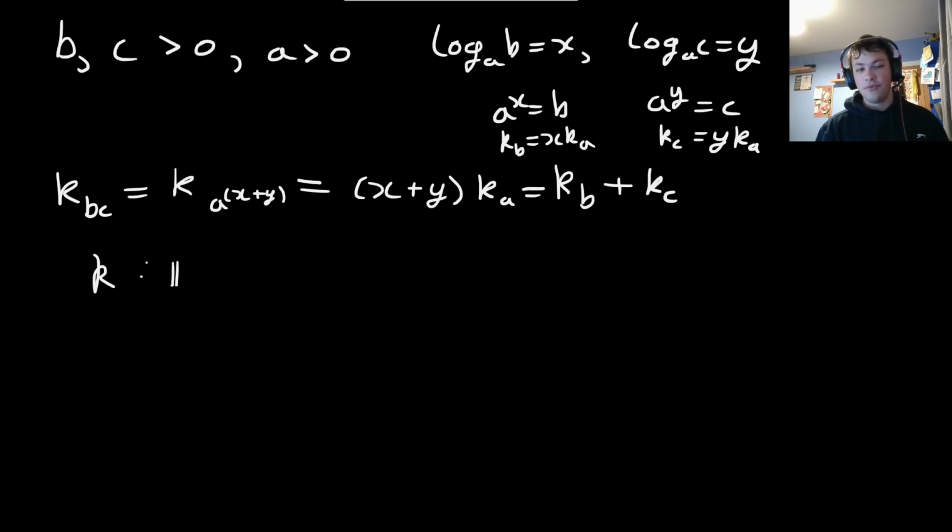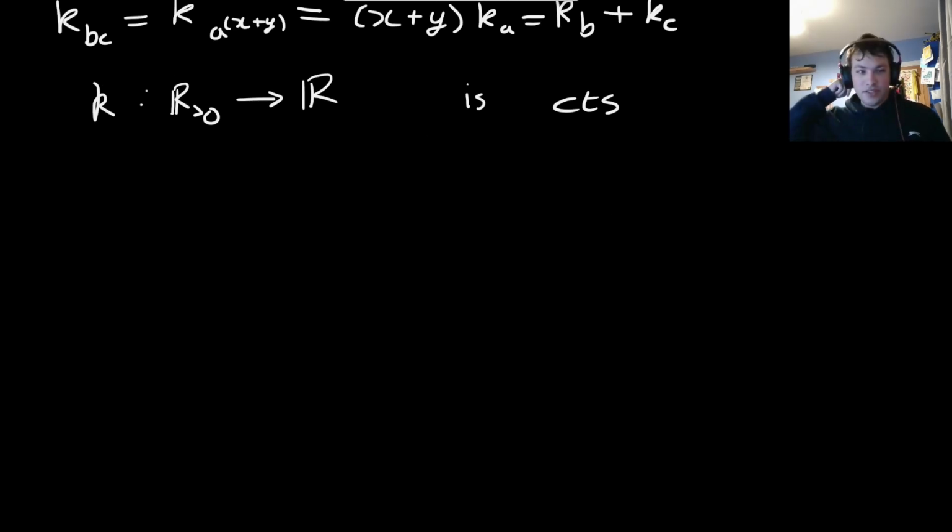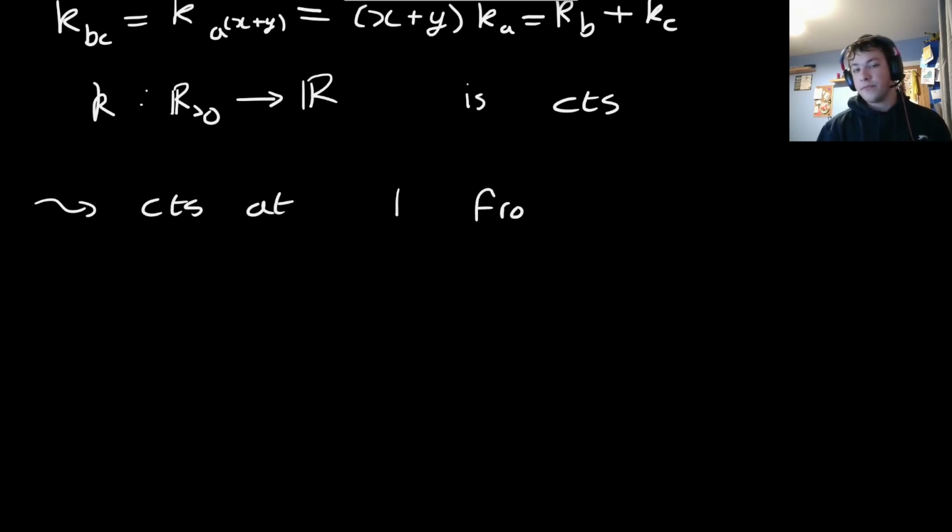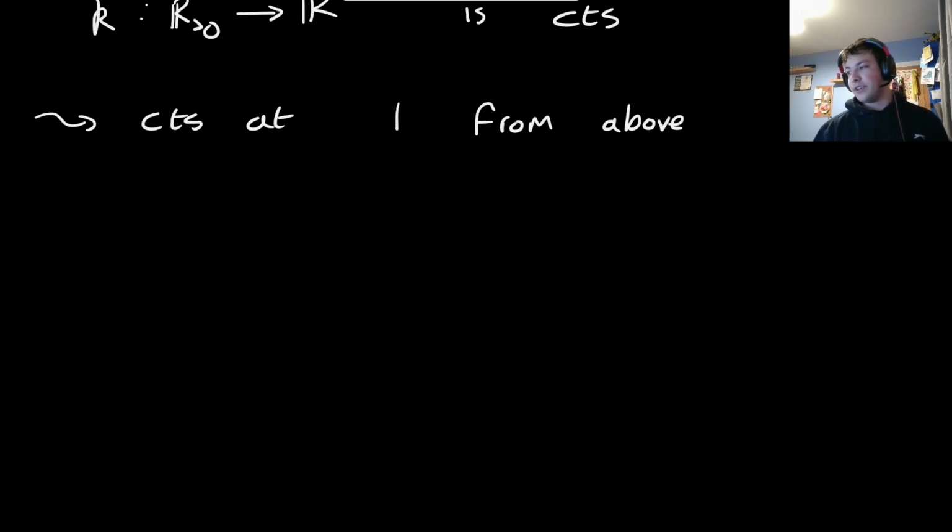Okay, so then we need to prove that K, which is this function that takes a real number greater than 0 and gives us some real number, is continuous. And we do that in the same way as we did before. We started by not at 0 this time. We show that it's continuous at 1 from above.